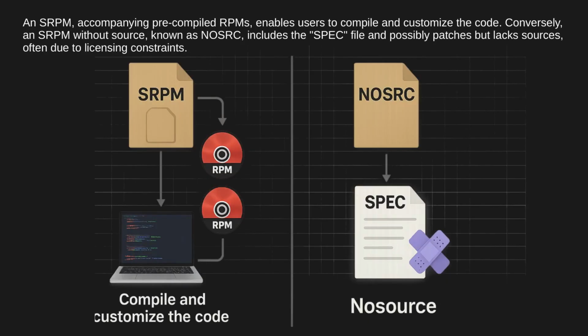An SRPM accompanying precompiled RPMs enables users to compile and customize the code. Conversely, an SRPM without source, known as nosrc, includes the spec file and possibly patches, but lacks sources, often due to licensing constraints.